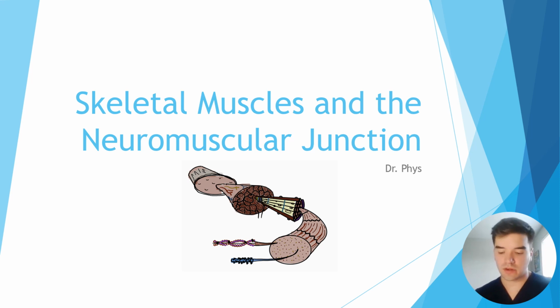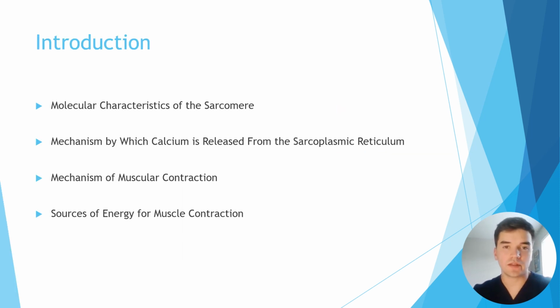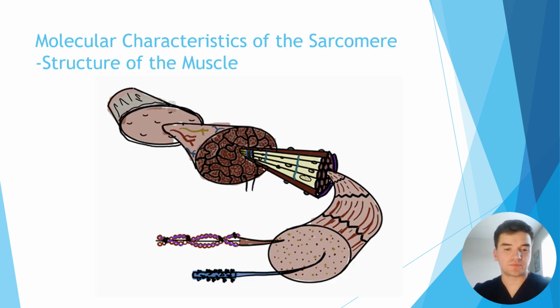But today we are going to go through the neuromuscular junction and skeletal muscles, and I'm going to use my notes here to draw on the PowerPoint, and we're going to get right to it. All right, so breaking this down, what we want to cover today are the molecular characteristics of the sarcomere, or the muscles and the muscle cells as a whole, the mechanism by which calcium is released from the sarcoplasmic reticulum, as well as how muscles are contracted, and what energy they use for muscle contraction.